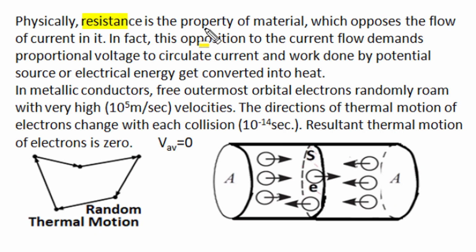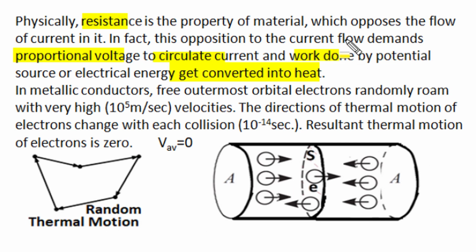Physically, resistance is the property of conductor material which opposes the flow of current in it, and in fact this opposition to current flow basically becomes a demand for proportional voltage to make current circulate, and in the process the voltage source has to perform work, and in a resistance such work done by the potential source in circulating current gets converted into heat.